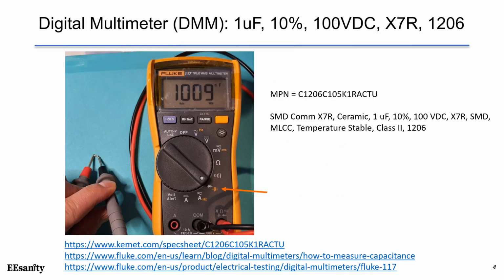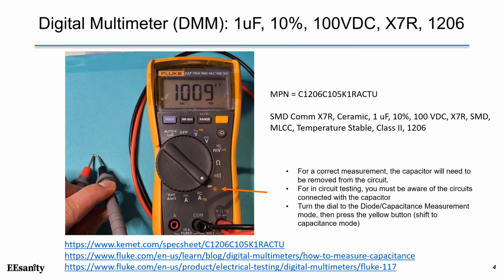This is an example of measuring a 1 microfarad, 100 volt, X7R, size 1206 ceramic capacitor. For correct measurement, the capacitor can be removed from the circuit, as shown in this case. Also, you can measure the capacitor in the circuit, but you have to be aware of the circuits connected with the capacitor. We attach the two leads, black and red, to the two terminals of the capacitor. We turn the dial to the diode and capacitance measurement mode.